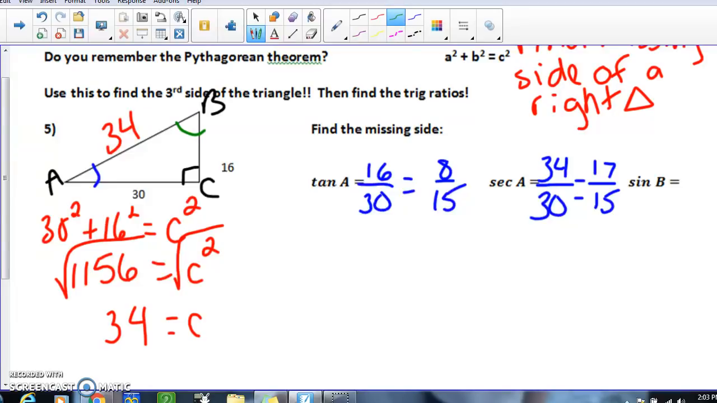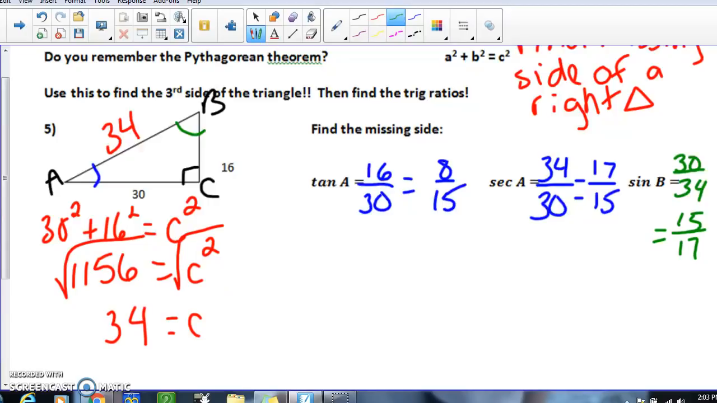Sine is still opposite over hypotenuse, but since I switched angles, the opposite side changes. Now the opposite side is 30, and the hypotenuse is 34. So this is 30 over 34, which can be reduced to 15 over 17.